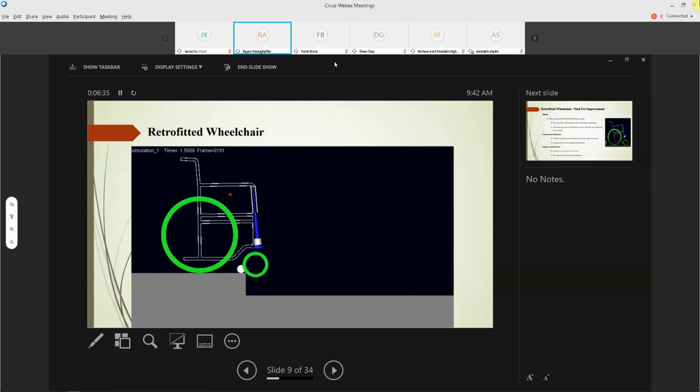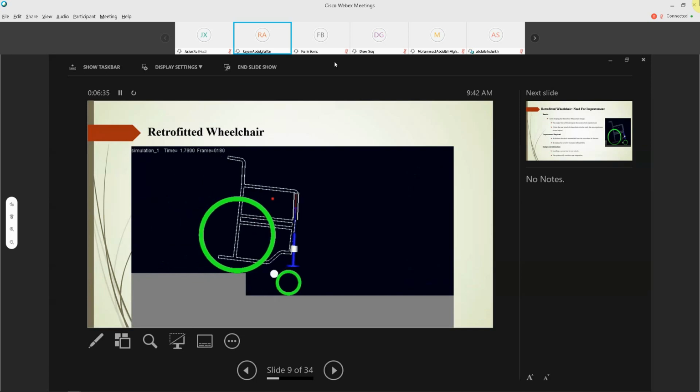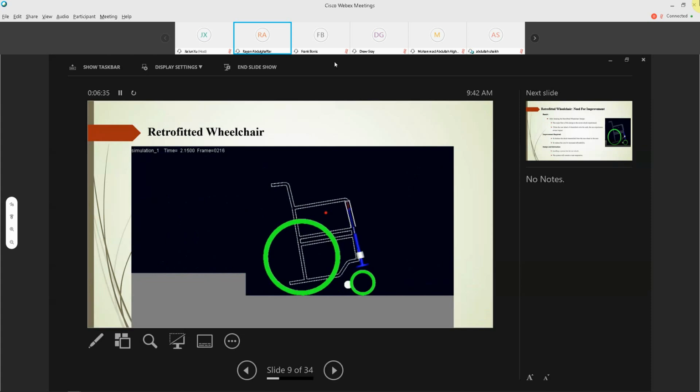And here is the simulation showing how the system performs. Retrofitted wheelchair.